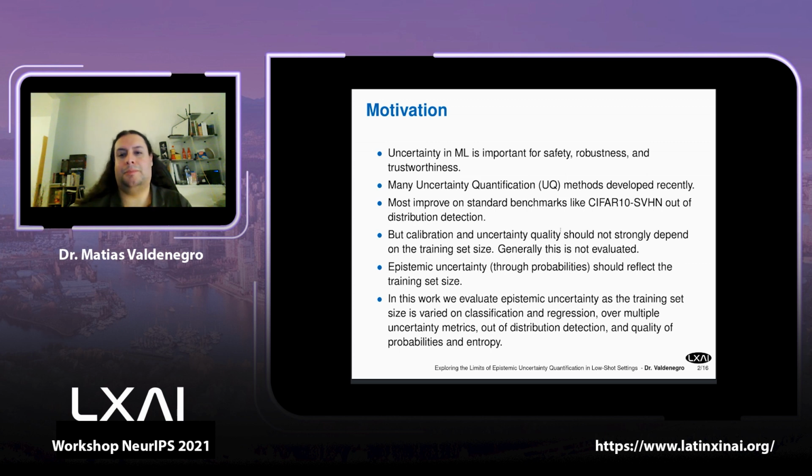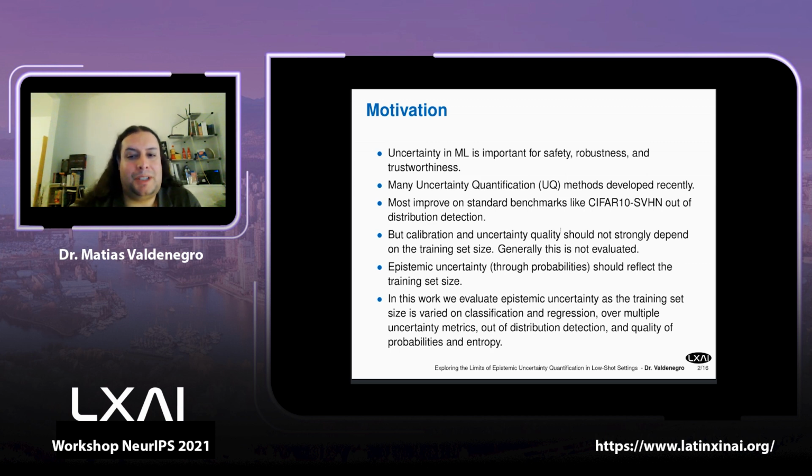But most of them are evaluated by improving on a standard benchmark like CIFAR-10 versus SVHN for out-of-distribution detection, among other benchmarks. But in general, what people do not look at is how metrics, calibration, and probabilities change with the training set size. Some metrics like calibration and uncertainty quality should not depend on the training set size, but epistemic uncertainty, which is usually modeled through probability, should reflect the training set size, meaning that there should be more uncertainty if your model is trained on a very small data set.